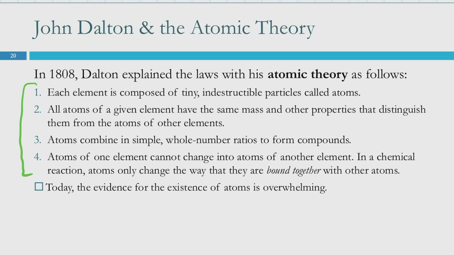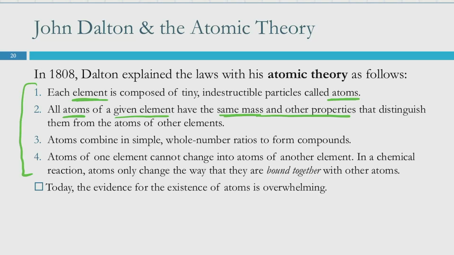First point, each element, anything that's on our periodic table, as we know it today, as they knew it then, they're different, contains tiny indestructible particles called atoms. That's the smallest piece of an element, which is true. All atoms of a given element, so any element, pick any element you want up here, they're going to have the same mass and other properties that make them different from other elements.